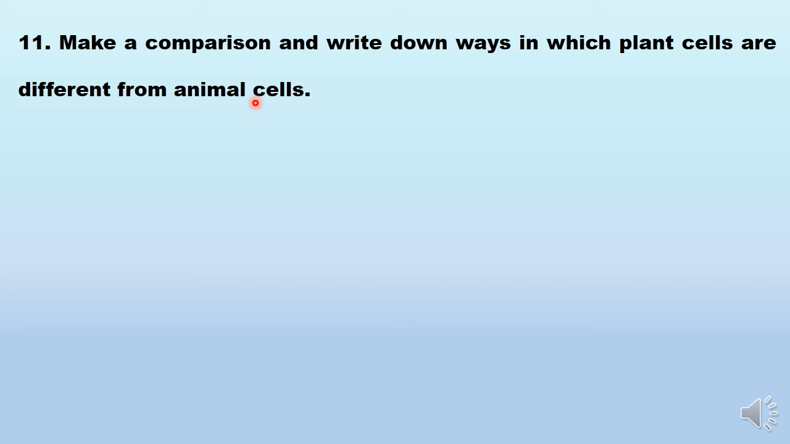Plant cells contain plastids. Animal cells lack plastids. Plant cells do not have centrosome. Animal cells have centrosome. So these are a few basic differences that you can remember and write.